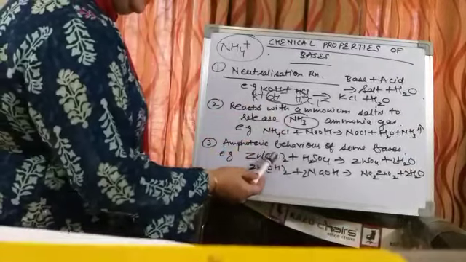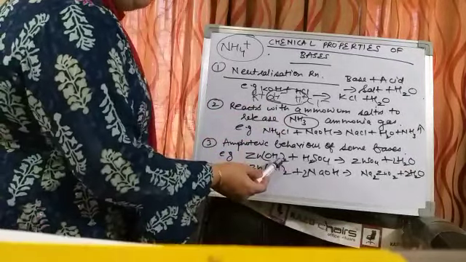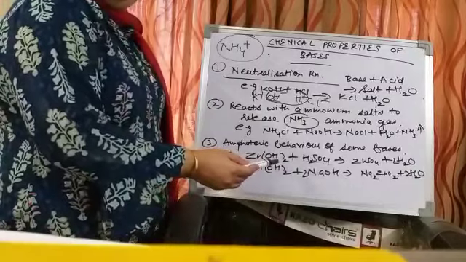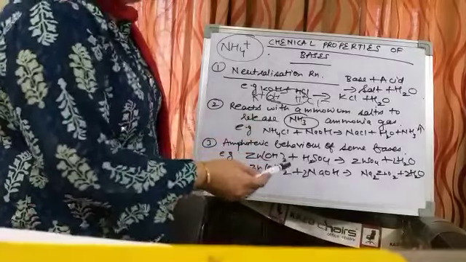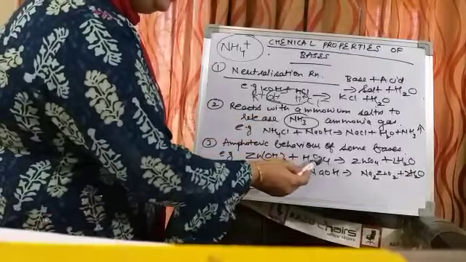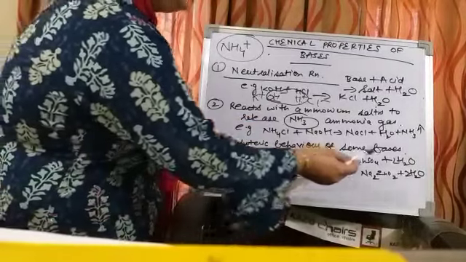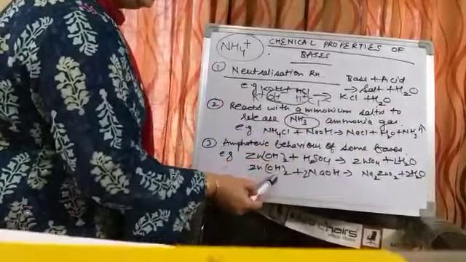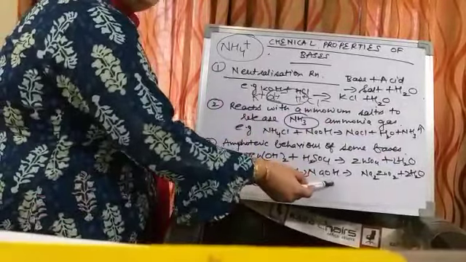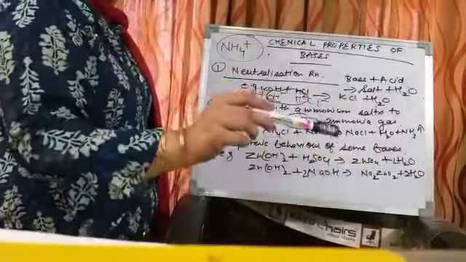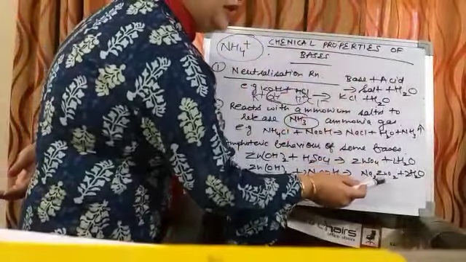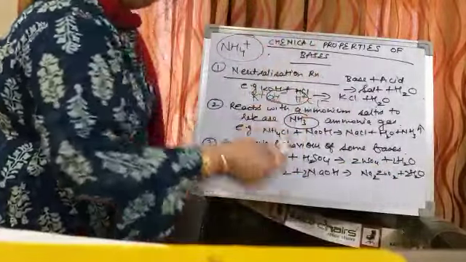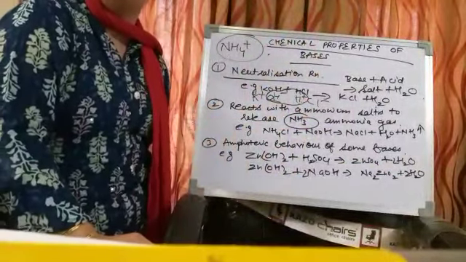So see here, Zn(OH)2 is a base. Why am I saying it is a base, not an alkali? Because it is a precipitate. So Zn(OH)2, a base, with acid, sulfuric acid, will give salt and water, zinc sulfate and water. Second thing, again base with base: Zn(OH)2, a base, plus NaOH, an alkali, and all alkalis are bases. So base with base also gives salt and water, that is sodium zincate and water. So this is about the chemical properties of bases.